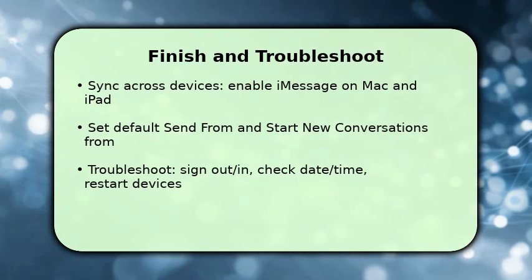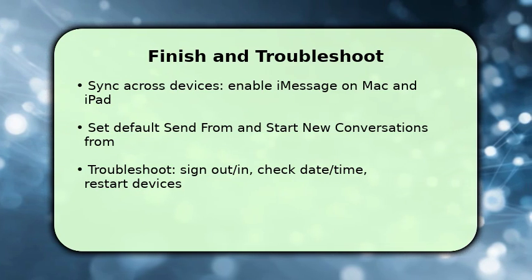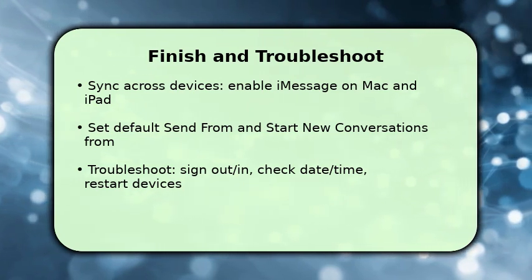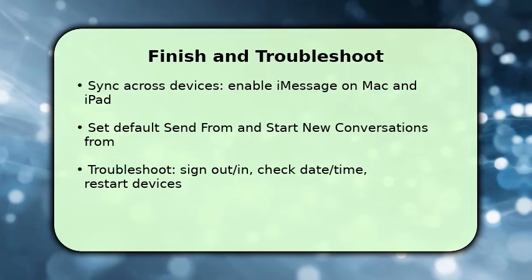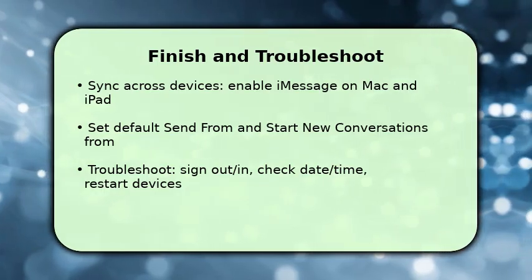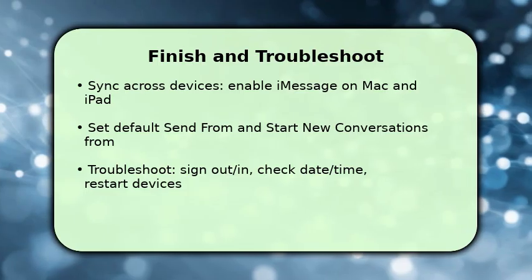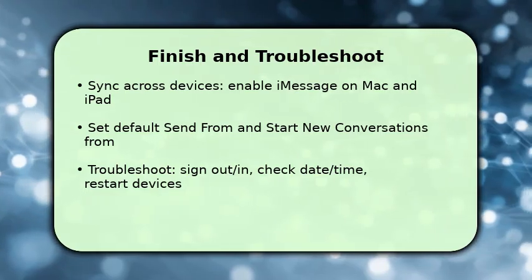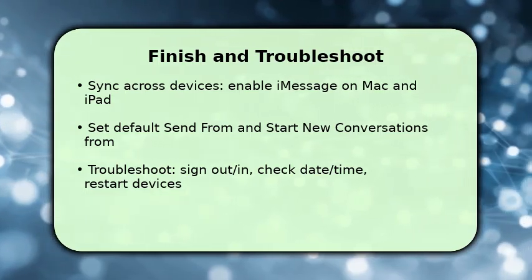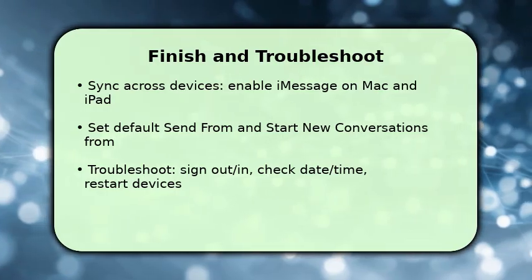Finish by syncing iMessage across all your devices so the email works everywhere. On your Mac or iPad, open Messages, sign in with the same Apple ID, and enable the email under Preferences, iMessage. Make sure the default send from address is set to the email if you prefer that identity.